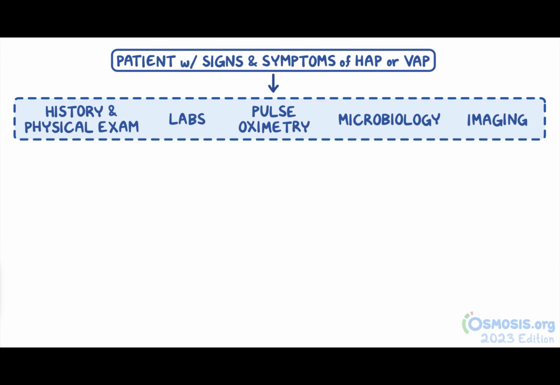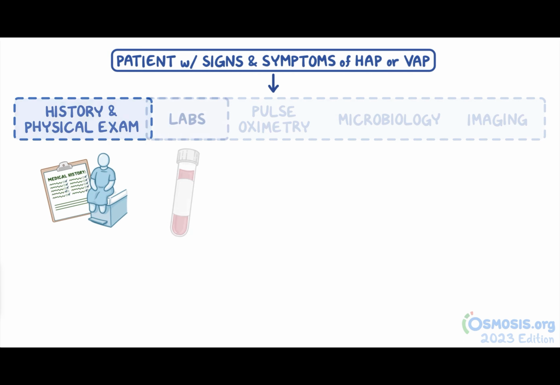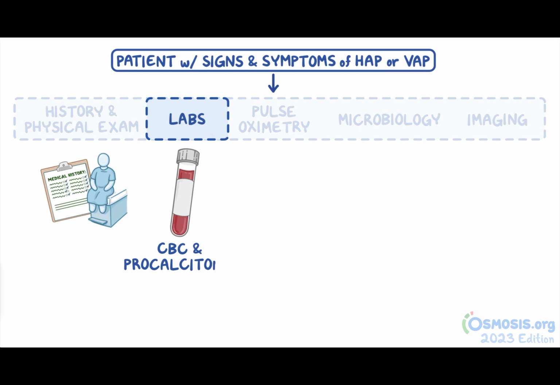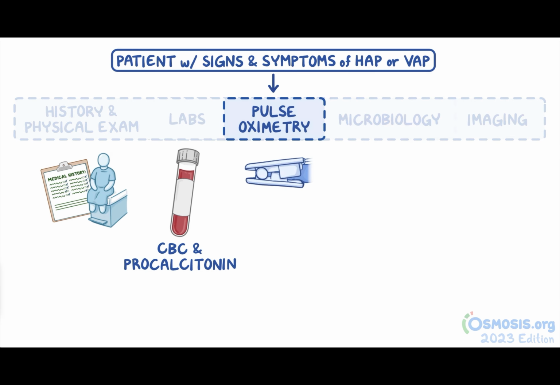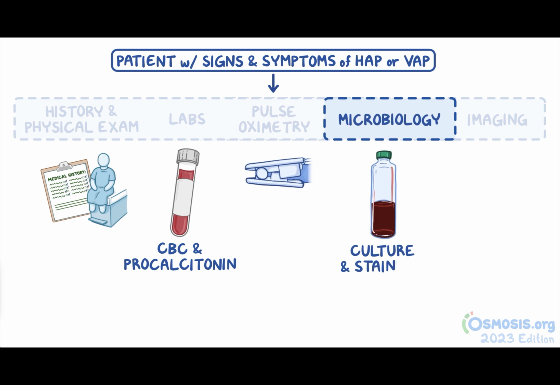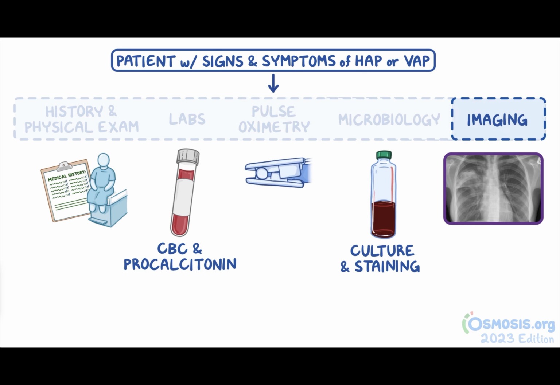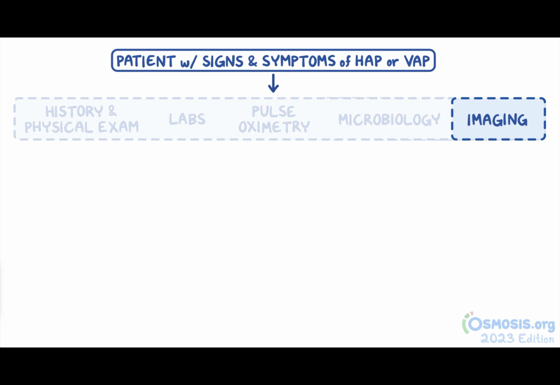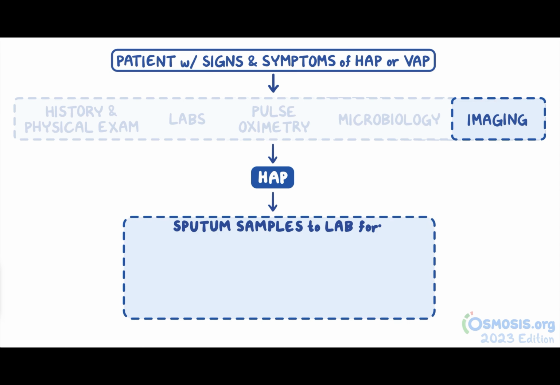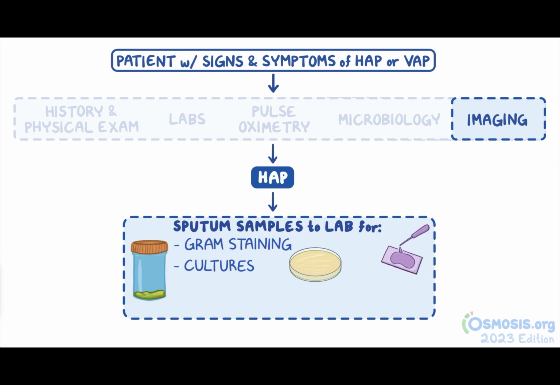To make a diagnosis, you'll need to obtain H&P, order labs such as CBC and procalcitonin, check pulse oximetry, collect blood samples for culturing and staining, and obtain imaging. Once you make the diagnosis, collect sputum samples for gram stain and culture, as well as possibly PCR if MRSA is suspected.